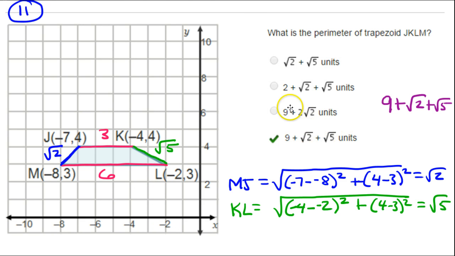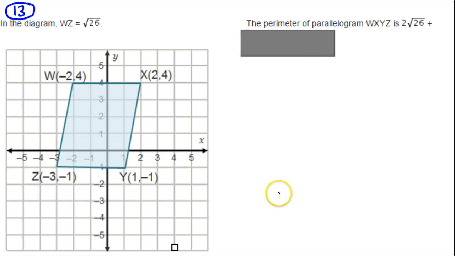Oh, look, they did just like I did. Okay, kabam! There it is. That's all there is to that. Okay, let's take a look at number 13. The perimeter of this parallelogram is 2 radical 26 plus what? All right, so they're sort of leaving a blank here.